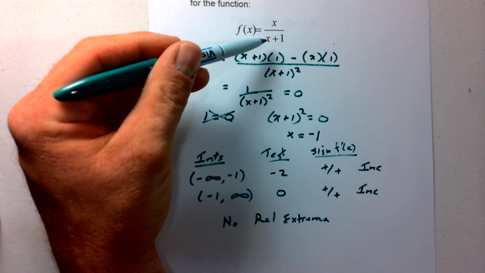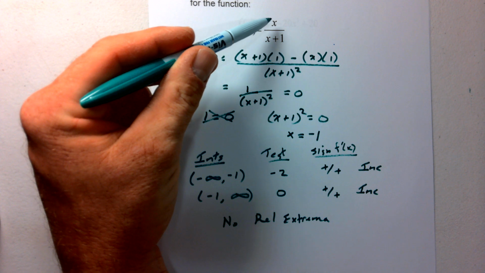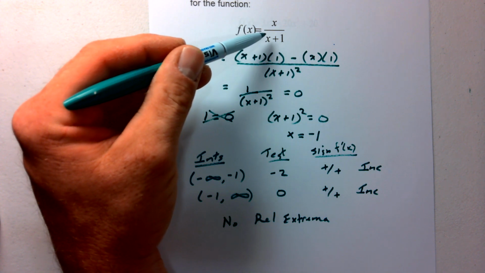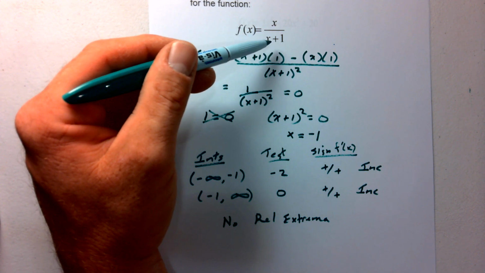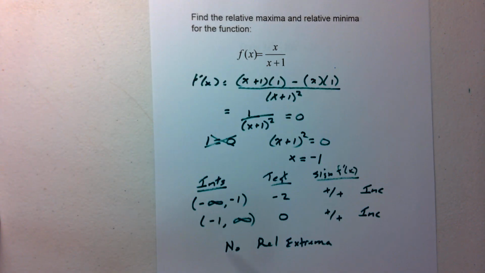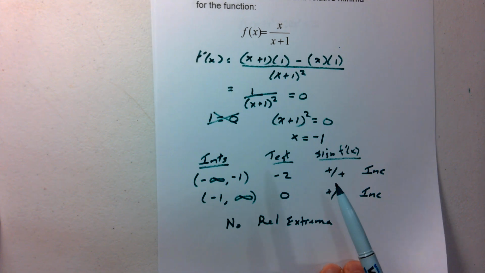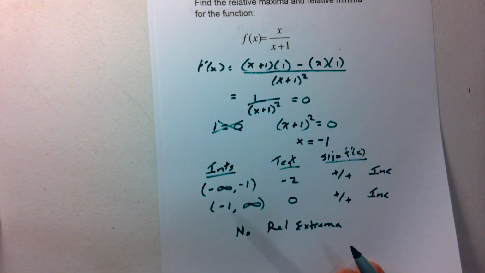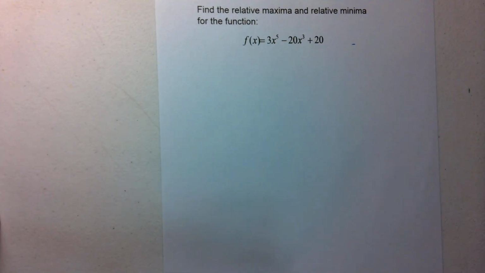If I come back to the original, if I plug in negative 1, I get negative 1 over negative 1 plus 1, which is 0. Negative 1 divided by 0, asymptote. We'll be getting to asymptotes very, very soon here. So we can't have a relative extrema on an asymptote, can we?